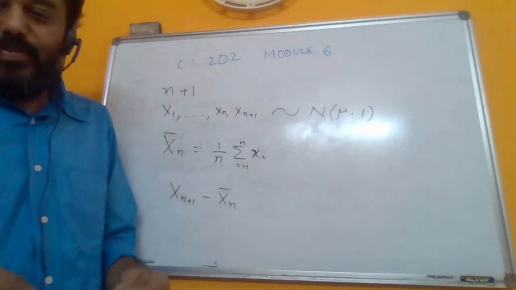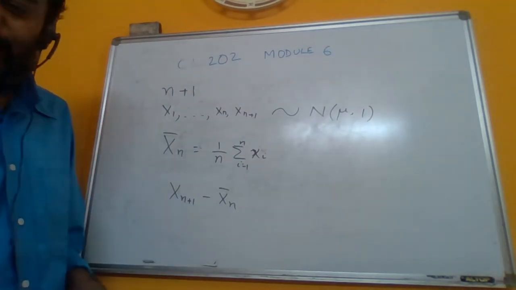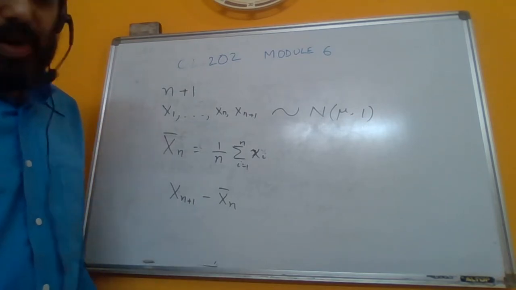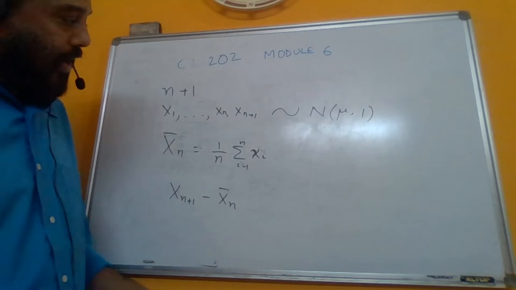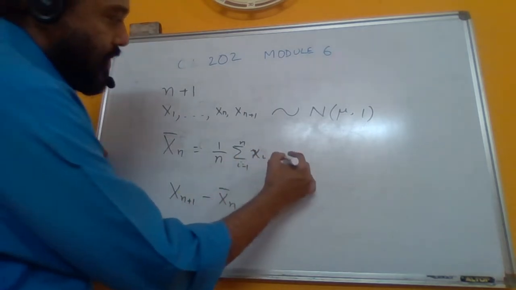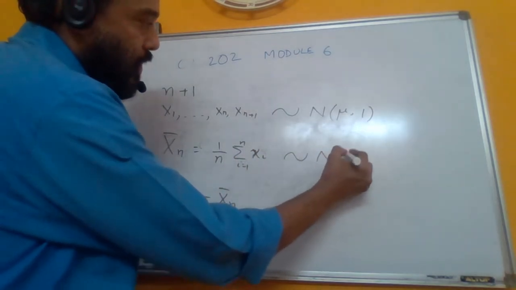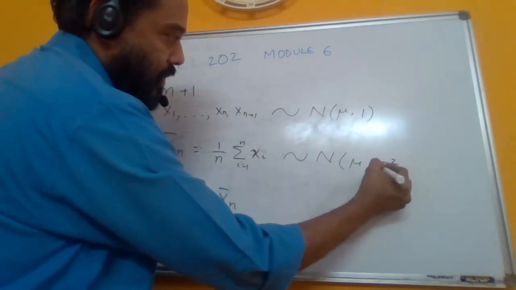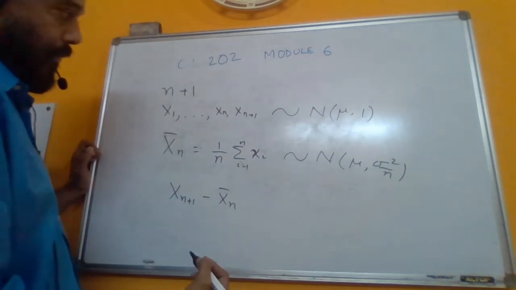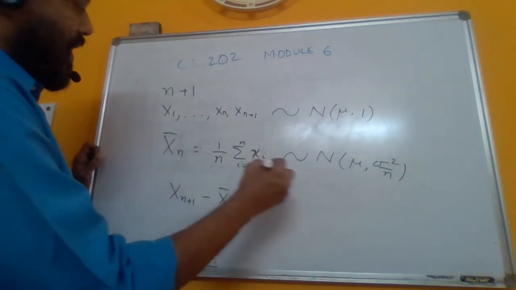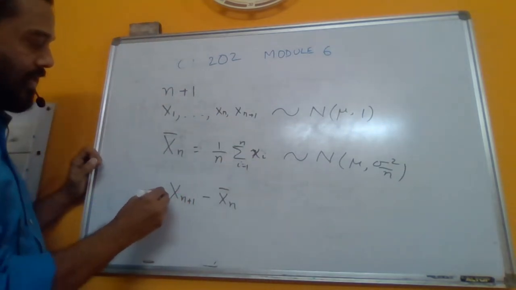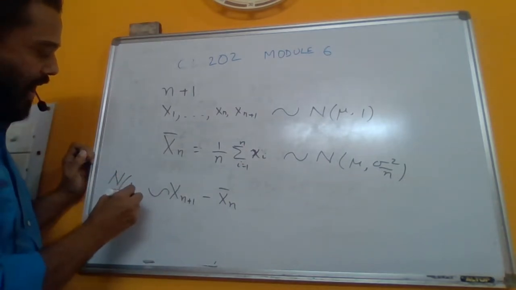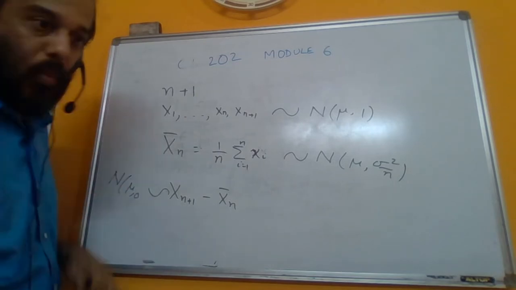If you were live in front of me, I would have loved to listen from you. You should be able to answer this question. As a hint, remember that x bar n is also a normal distribution with mean mu and variance sigma square by n. And you know that xn plus 1 is also a normal distribution with mean mu and variance 1.